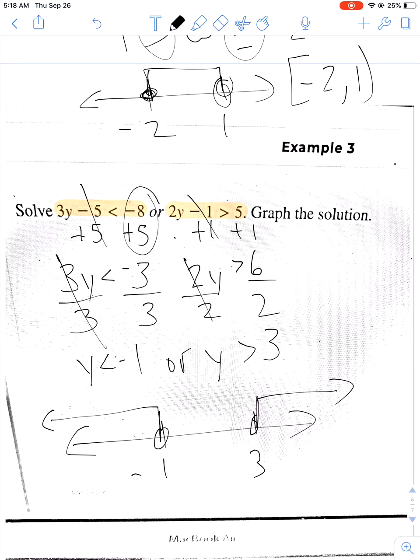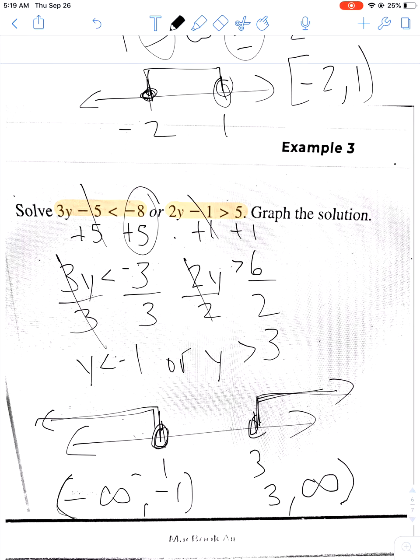And again, it's two inequalities forced to be together. So this one right here, your interval notation is negative infinity to negative 1. Parenthesis, parenthesis, because of the open. And this one always is a parenthesis. This one starts working at 3. It does not stop working until you get to infinity. Always a parenthesis around infinity. Open means parenthesis. And don't forget your union.